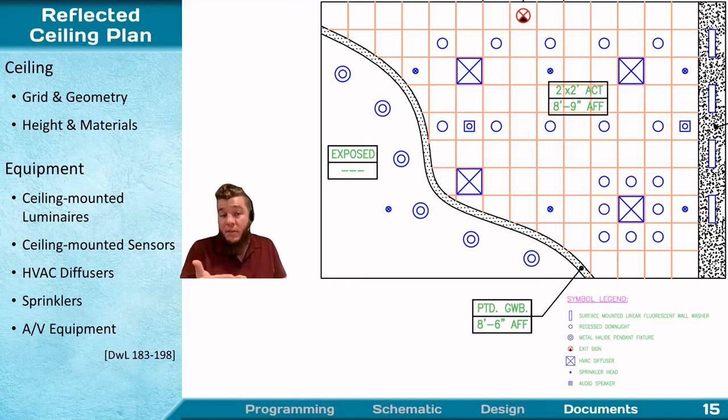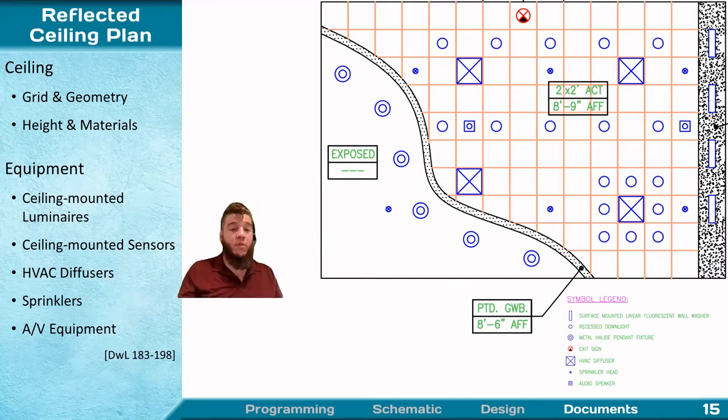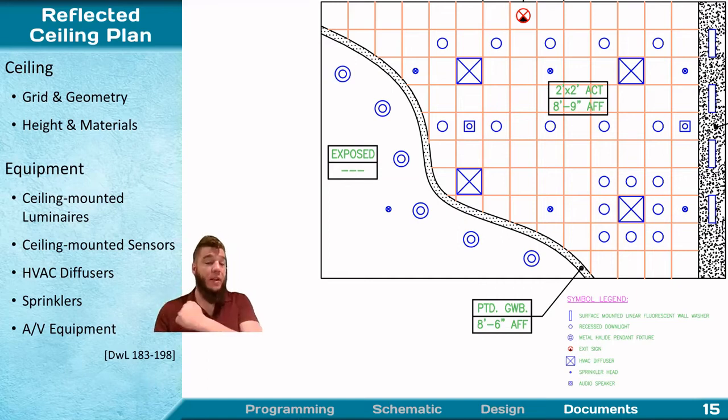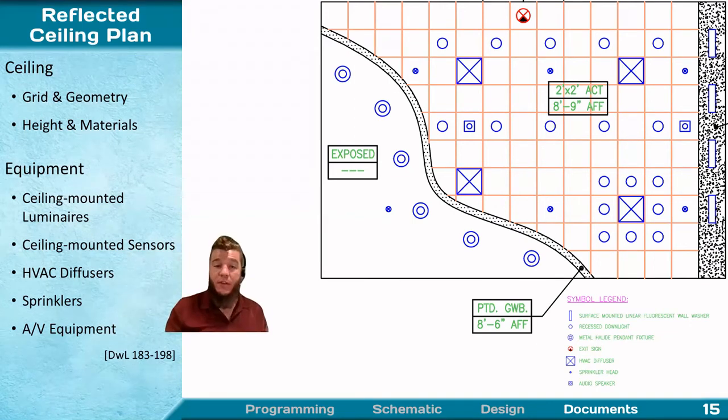So that means necessarily that your wall mounted and floor mounted luminaires are excluded from this particular layout. You'll also want to include any ceiling mounted sensors, say occupancy or daylight sensors. And also included on this is your ceiling coordination strategy. That's going to include all of your mechanical equipment, your sprinklers, your AV, and so on and so forth. And so that's the basis of a reflected ceiling plan: the ceiling coordination.